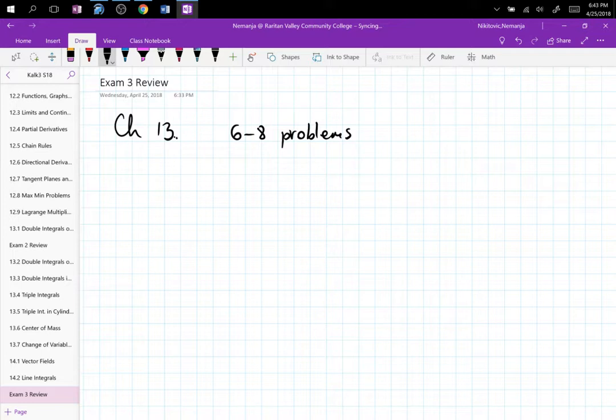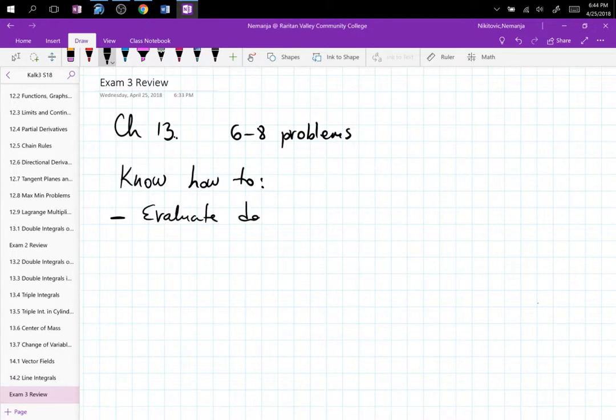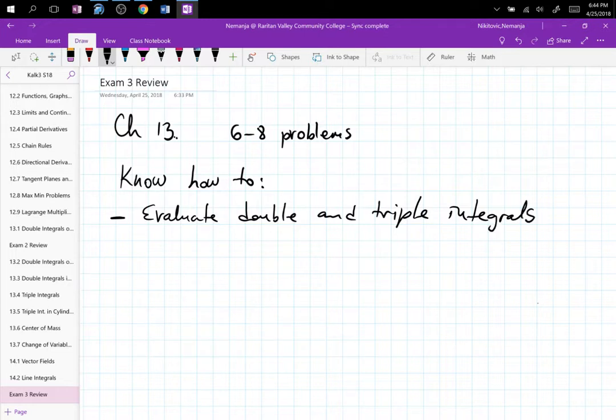Chapter 13 is on integration, and you will need to know how to evaluate double and triple integrals. So that will be the first order of business.